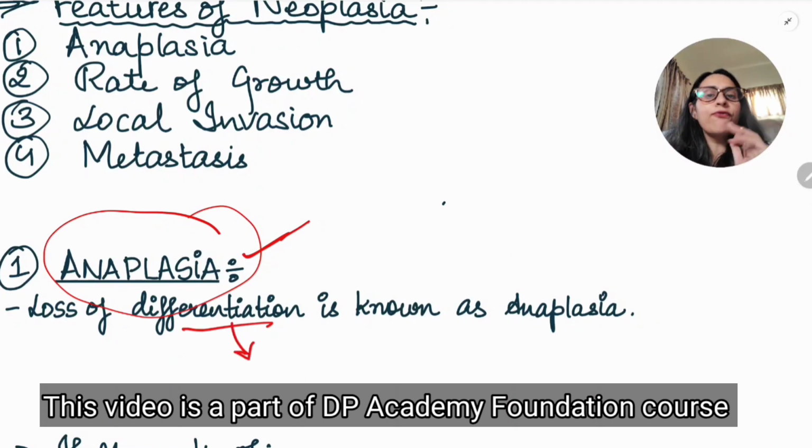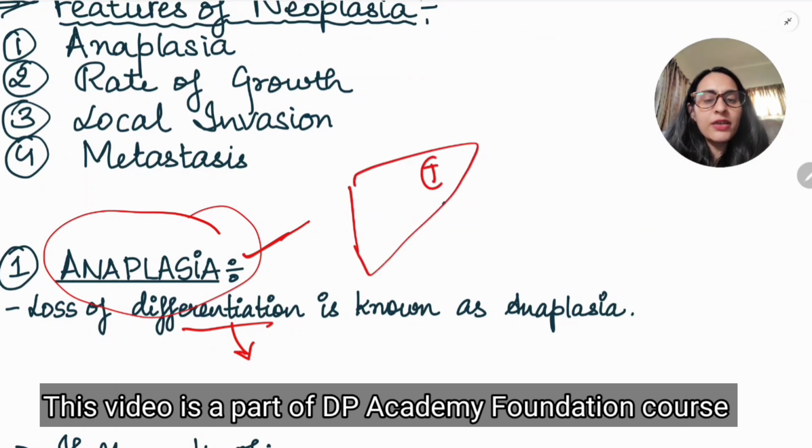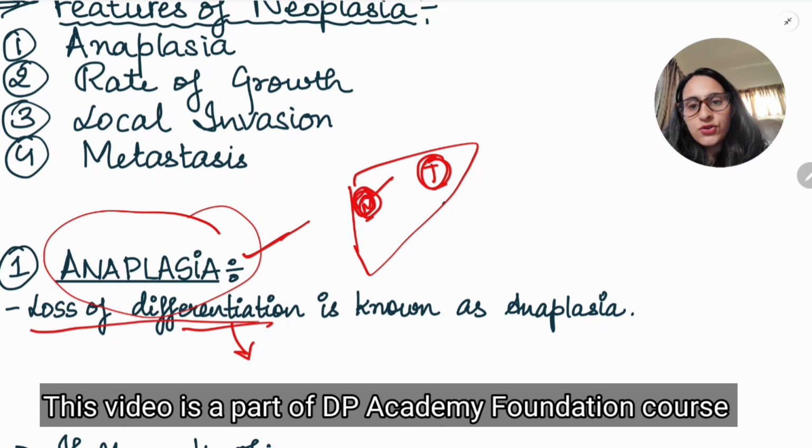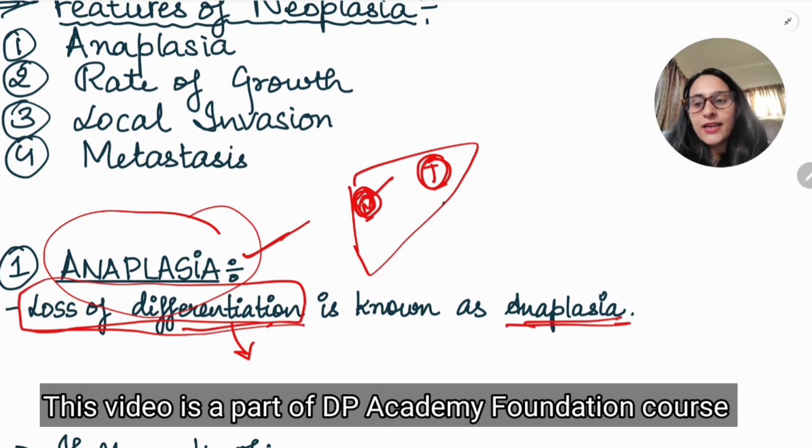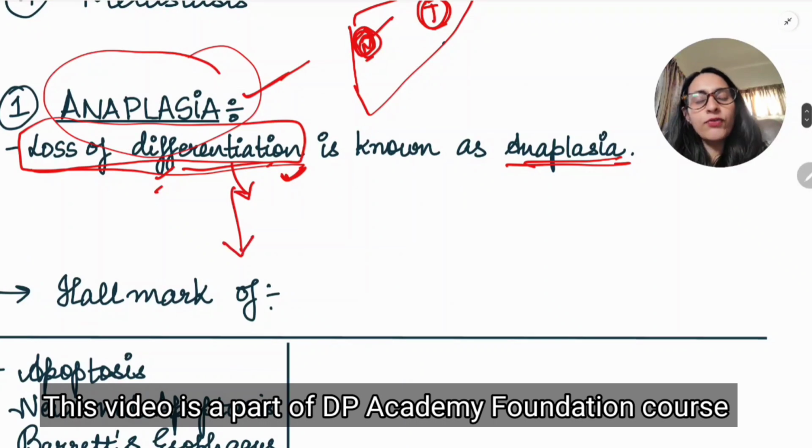Differentiation is the structural and functional similarity of the tumor to the parent organ. For example, if there is a tumor in the liver, these are the normal liver cells, and this is a tumor cell. How the normal cell functions and how it is structurally made, the tumor cell should be similar to that cell. But the tumor cell will not look or behave like the liver cell. So there is loss of differentiation, and this is known as anaplasia. The tumor cell will not functionally or structurally resemble the native or parent cell. So this is loss of differentiation, and this is a characteristic hallmark of neoplasia. So the hallmark of neoplasia is anaplasia.